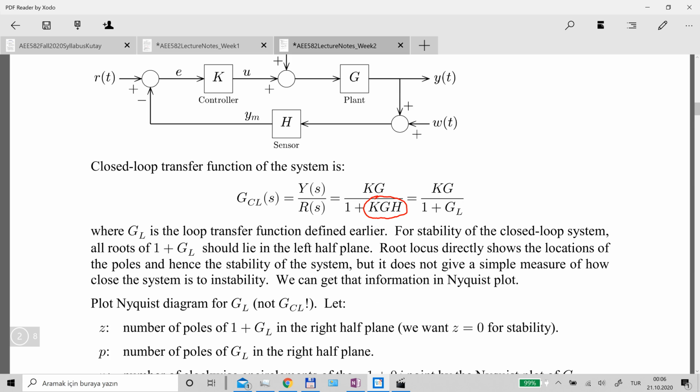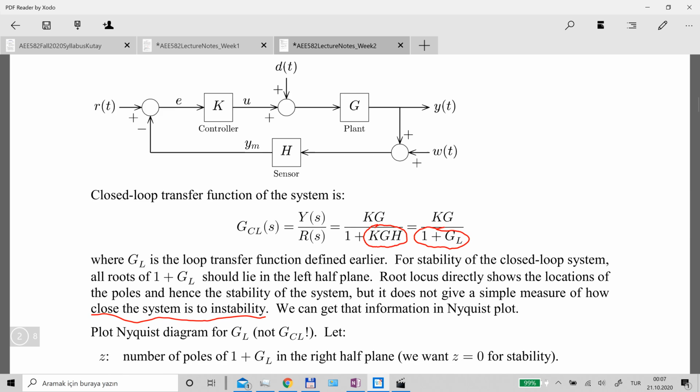So obviously for the closed loop system to be stable, we know that all the poles of this transfer function, or all the roots of this part, should be on the open left half plane. When you have a root locus, you directly see the locations of the poles. You see where the poles are distributed on the complex plane, so you immediately see whether the system is stable or not by just seeing the locations of the poles. However, in that root locus, you can't really see how close the system is to becoming unstable. Well, the Nyquist plot gives you some nice measures of that. So let's remember how you do that.